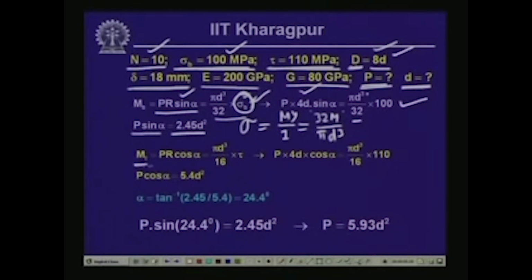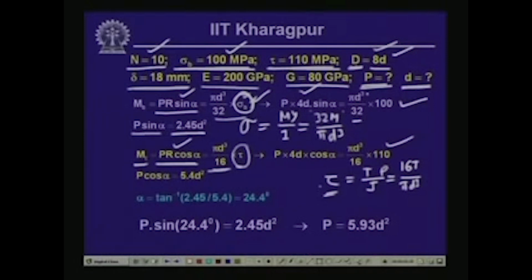Now, the twisting moment MT is equal to PR cos alpha, and again as you know, tau is equal to T rho by J, and rho is d by 2, J is pi d 4 by 32. So, this is equal to 16 T by pi d cube, and therefore, the twisting moment is equal to pi d cube by 16 times tau. That is what is indicated over here, that twisting moment is PR cos alpha and also equal to pi d cube by 16 times tau, and tau is given as 110 MPa permissible tau, and R as we have seen is equal to 4 d. So, if we simplify this, we get that P cos alpha is equal to 5.4 d square.